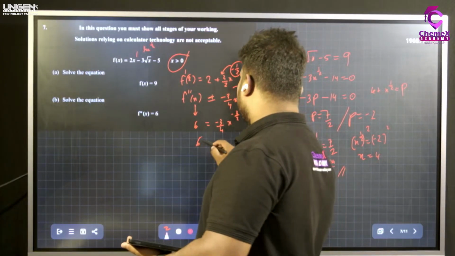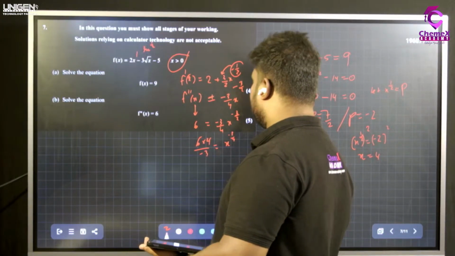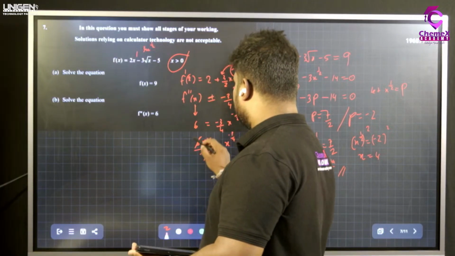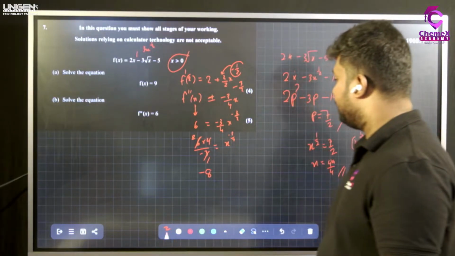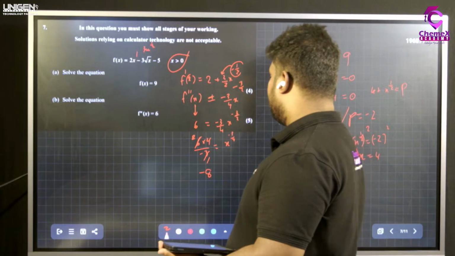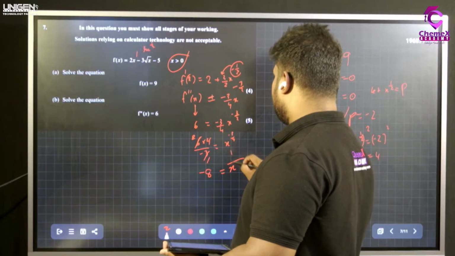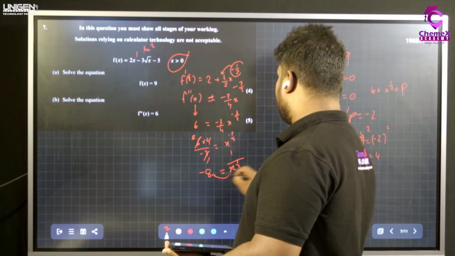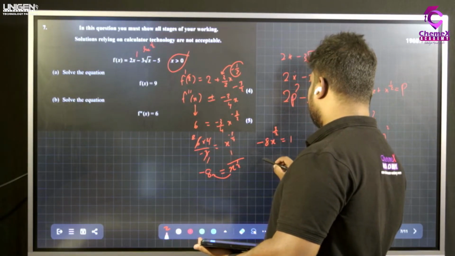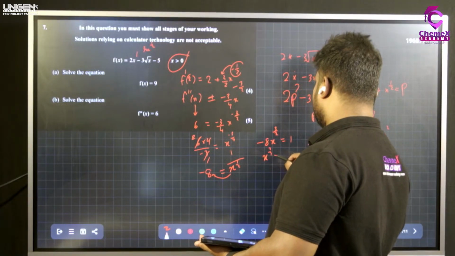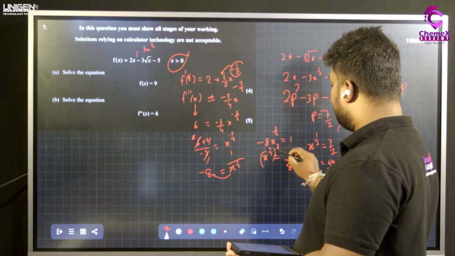Then you multiply 6 by 4 divided by minus 3, which equals x to the power minus 3 over 2. So that makes minus 8. 2 into 4 is 8, no? Equals 1 over x to the power 3 over 2. So then you can take it to the other side. Minus 8 x to the power 3 over 2 equals 1. x to the power 3 over 2 equals minus 1 over 8. Then you can power it by 2 over 3 on both sides.